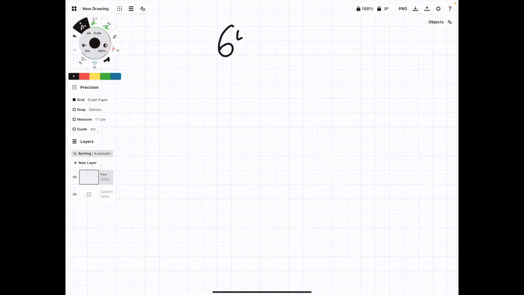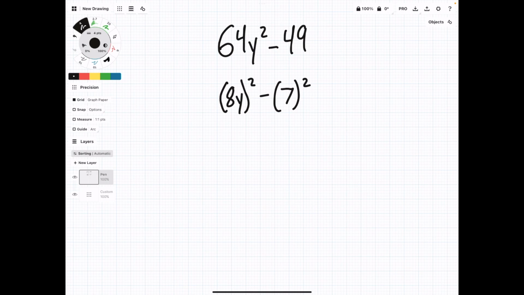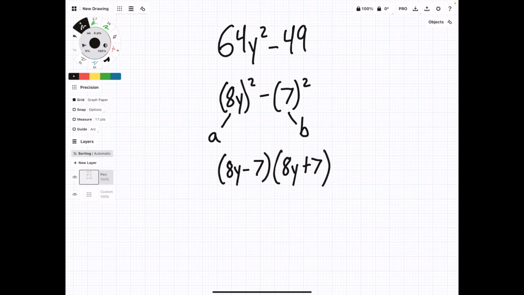First, let's say we have 64y squared minus 49. We can rewrite this as 8y squared minus 7 squared. And then we can treat this 8y as our a and this 7 as our b. Now we can write a new expression, which is 8y minus 7 times 8y plus 7. And this is just following that pattern we had before of a minus b times a plus b. And so this would be the final factored form.